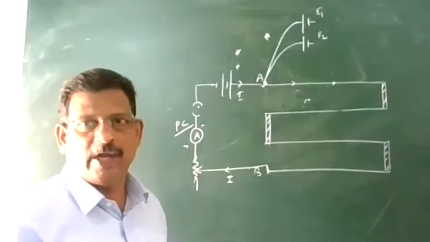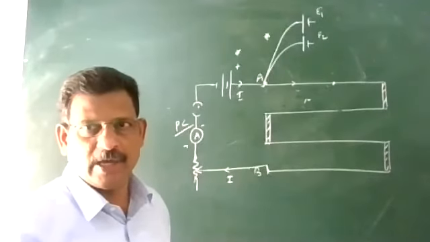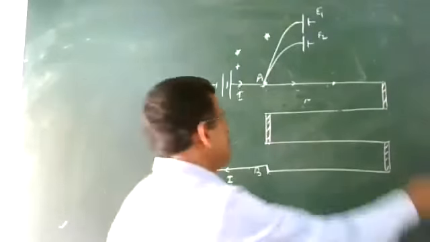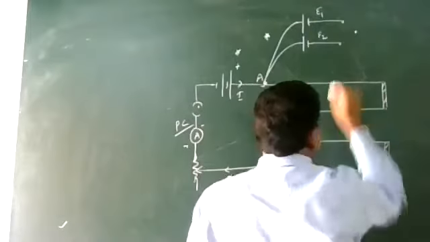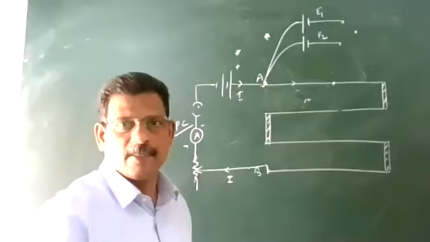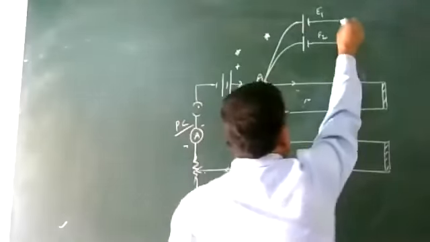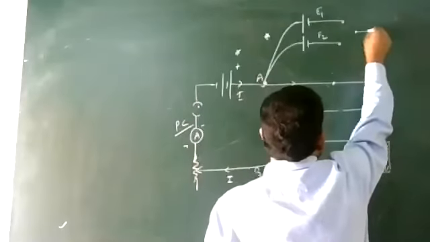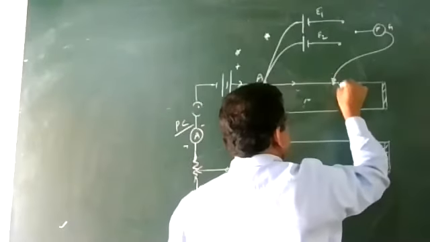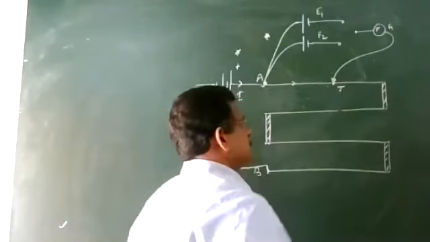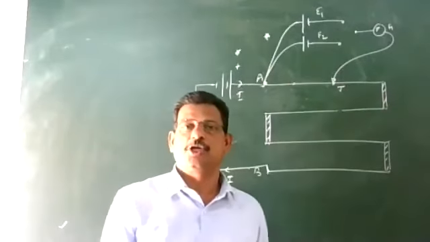Then we use a two-way key for measuring the EMF. A two-way key is represented by these three dots. You have three terminals to connect. The negative of these two cells are connected to the two end terminals, and the center one is connected to the galvanometer and to a sliding contact, that is J. The sliding contact J will touch on the potentiometer wire.